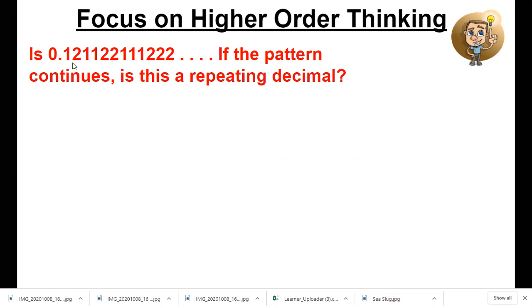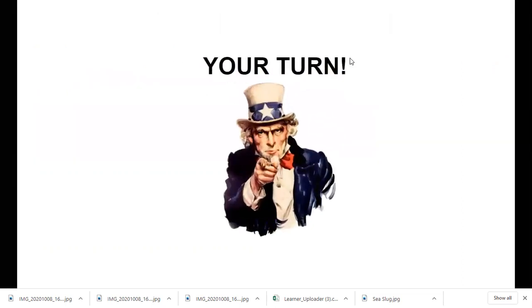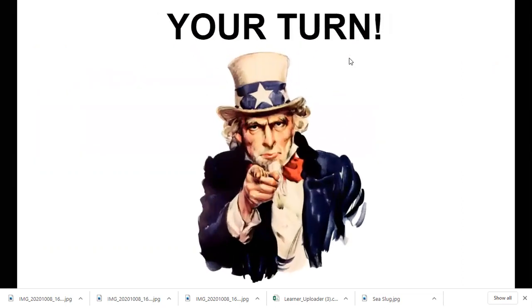The ones start with 1 1, 2 1s, 3 1s, and then it would go to 4 1s, etc. So you would say no, although the digits follow some kind of a pattern, the same combination of digits does not repeat. Okay, give some of these harder problems a try and I'll see you back in a moment.